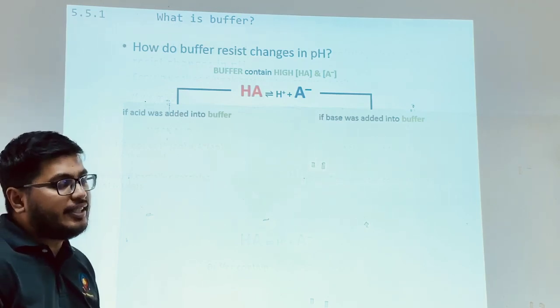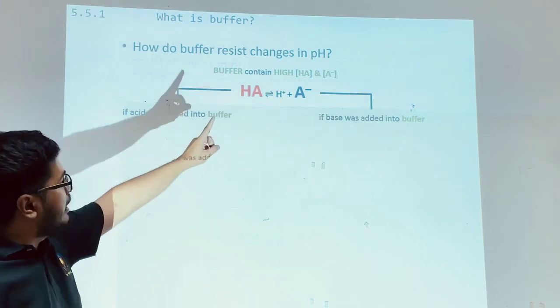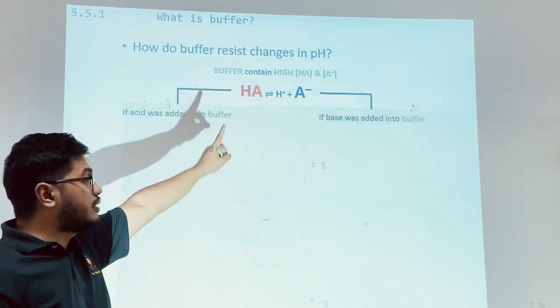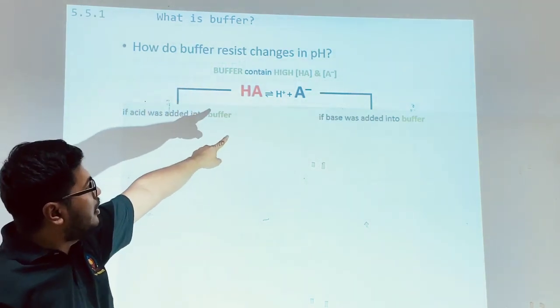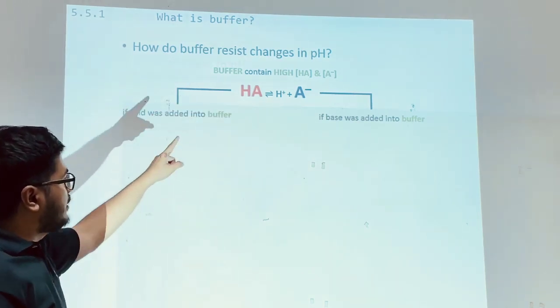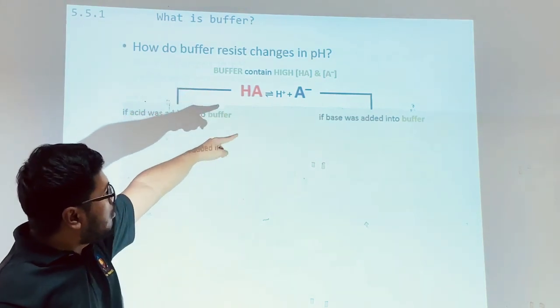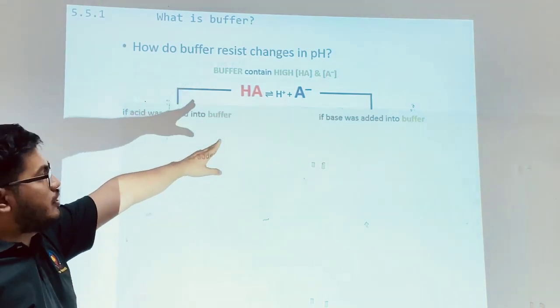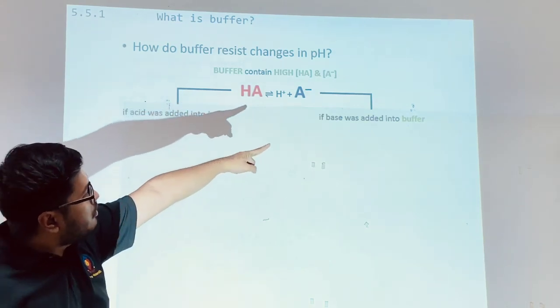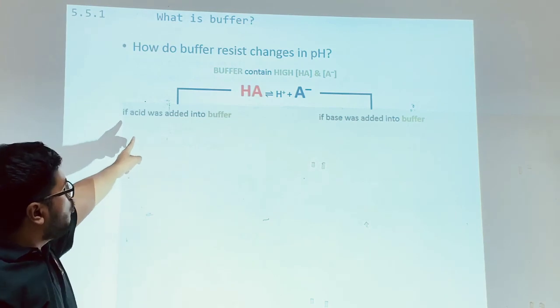So how does a buffer resist changes in pH? Let's use the previous equation: HA is in equilibrium with H plus and A minus. We call it a buffer that contains a high concentration of HA and a high concentration of A minus. So for example, if we add acid into the buffer, what happens?